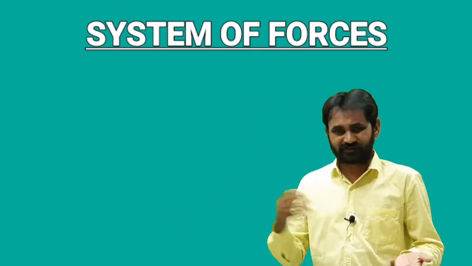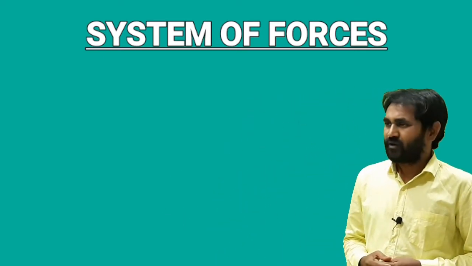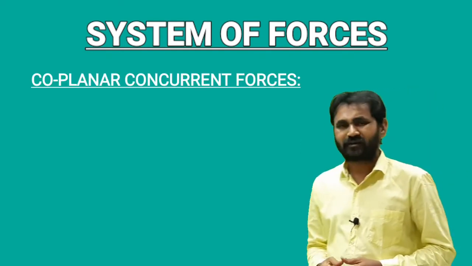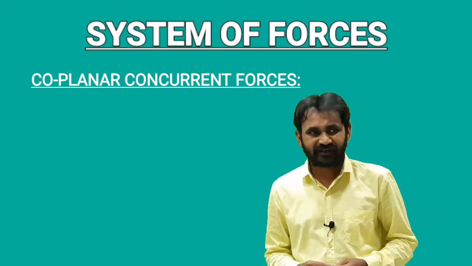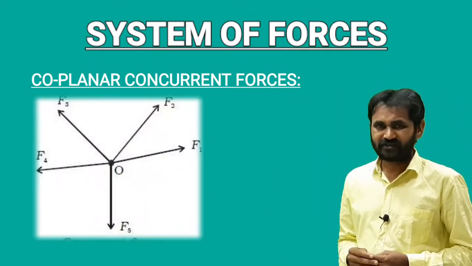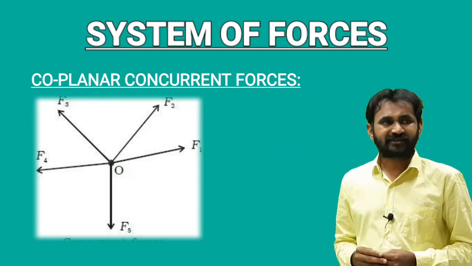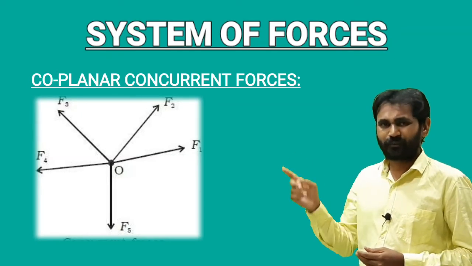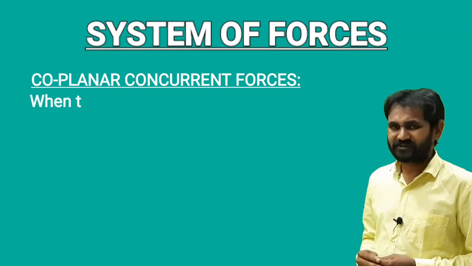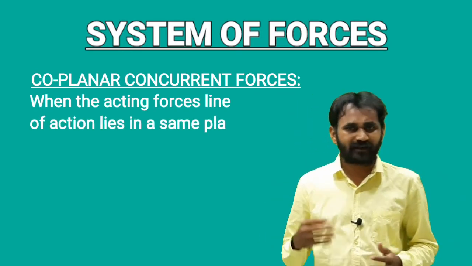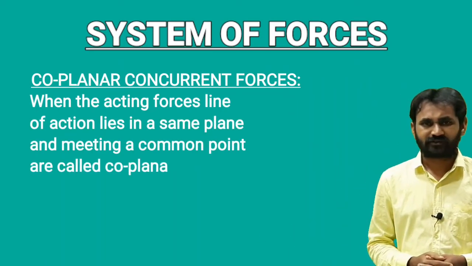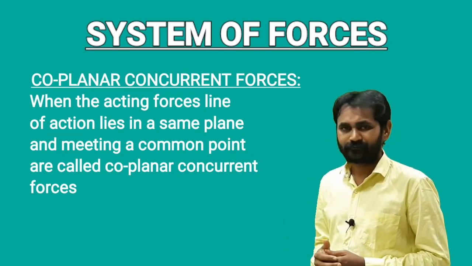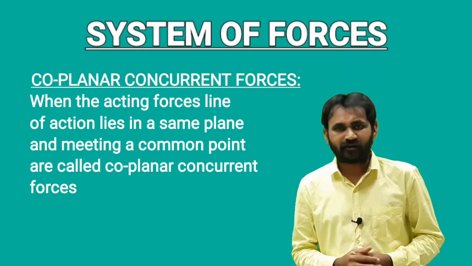Let us see some typical cases, the combination of the forces. For example, coplanar and concurrent forces. Here, in this image you are seeing a single plane and all the forces are acting at the same point. So this is called coplanar as well as concurrent forces. It means it is the combination of both coplanar and concurrent forces. See, all the forces are acting in the same plane. It means coplanar and concurrent.